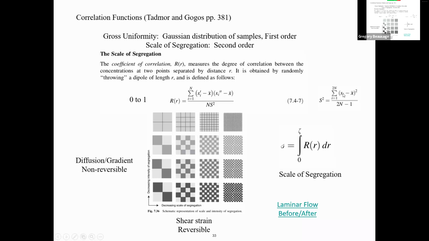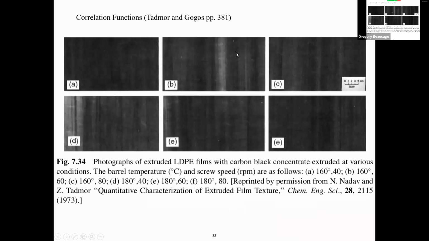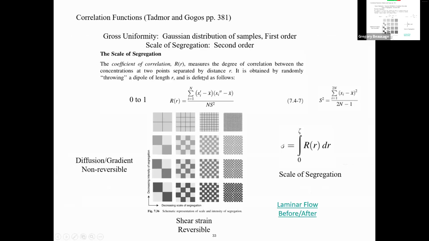So it's the difference between the number and the mean, squared, summed and then normalized by n minus 1. That's the standard deviation. So we're going to normalize by the standard deviation and divide by n. Things added together, I get a number from 0 to 1, this R of r, which is a correlation function, just telling you how correlated the system is. If you want to know the scale of segregation, like which one is better, this is a function of r.